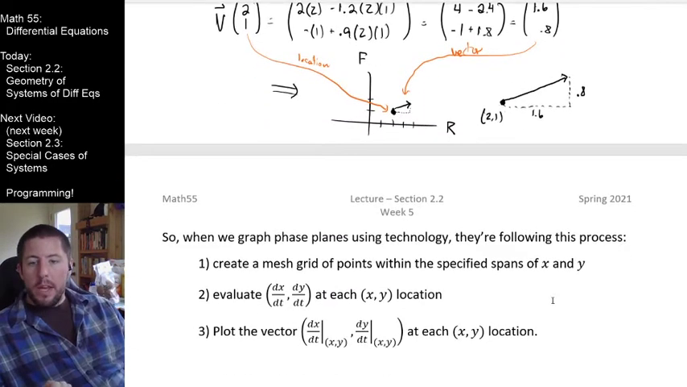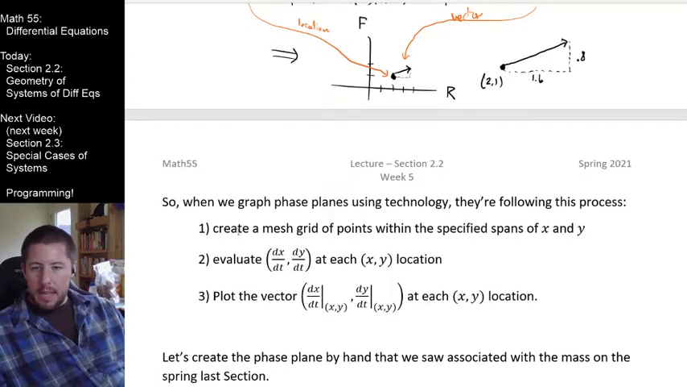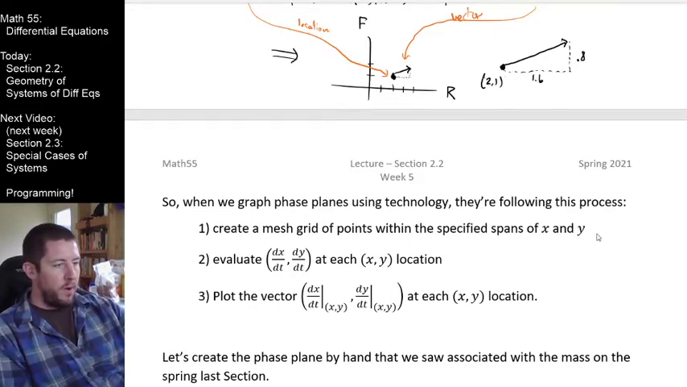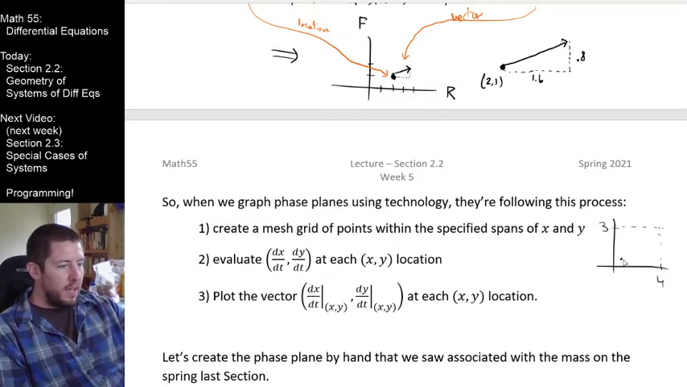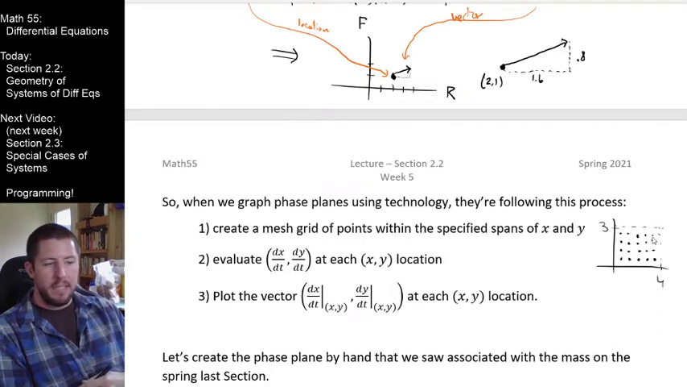So when we graph phase planes using technology, what they're doing is this. Step one, they're creating a mesh grid of points within the specified spans of x, y. And what I mean by that is we're just saying if we wanted to go out to 4 and out to 3, then maybe what they're going to be doing right here, if that's our region of interest, is it's just going to identify a grid of points. It's a mesh grid because it is a two-dimensional grid. It's x versus y. But we're going to identify what are all the locations of interest where we would like to place a vector.